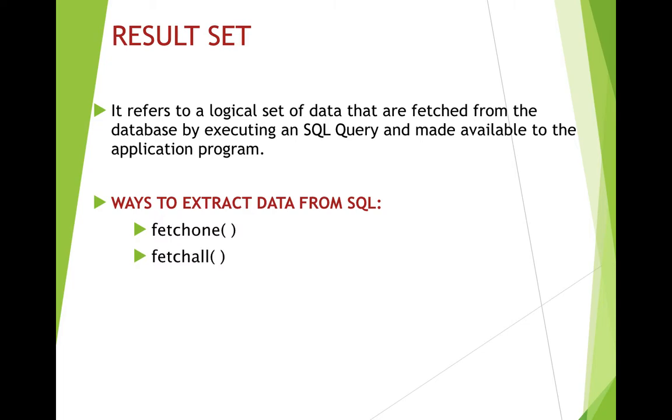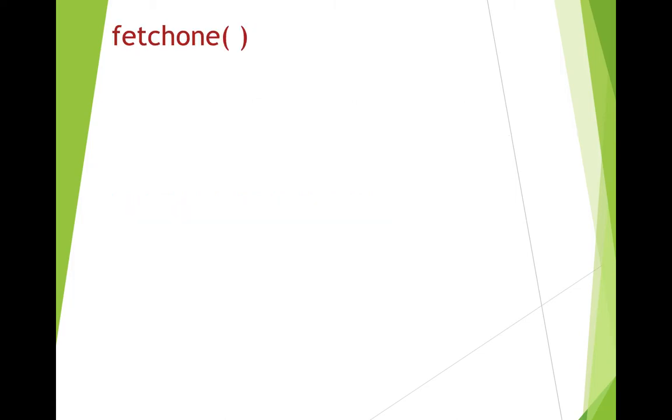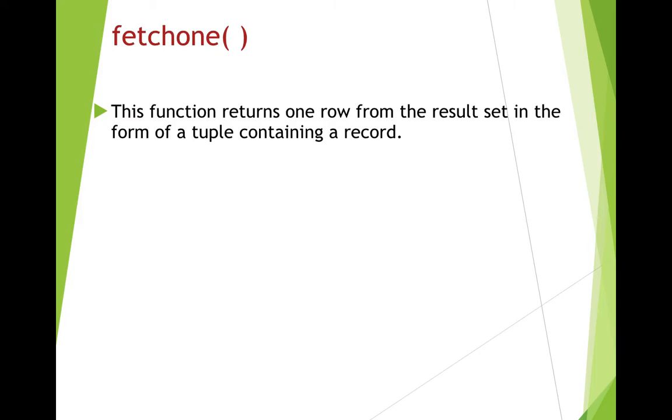Fetch1, second is fetchall, and finally we have the function fetchmany. With these functions we can extract data from SQL and display it via Python. Let's begin with the fetch1 function. This function returns one row from the result set in the form of a tuple containing a record.